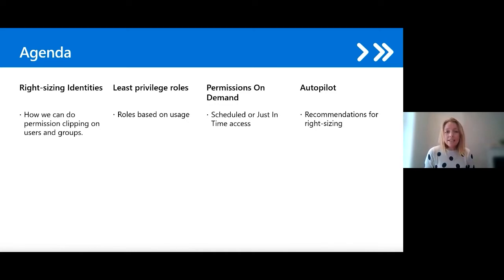Those first two are all about how we remove permissions. But then we're going to talk about permissions on demand. So we look at how we can use EPM to give permissions in a time-bound way for our human and our non-human users. And then lastly, we're going to look at a feature in EPM called Autopilot, not to be confused with Intune. It's a legacy feature name of CloudKnox, so you can expect that feature to evolve, but I think it's worth going into today as well. All right, so let's get started with permissions clipping, or right-sizing identities, to start with.